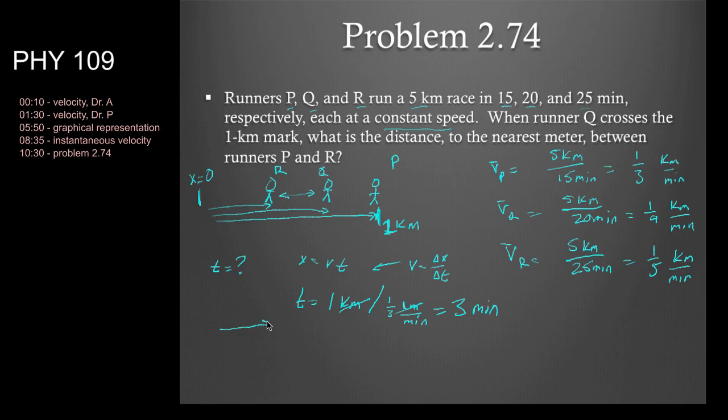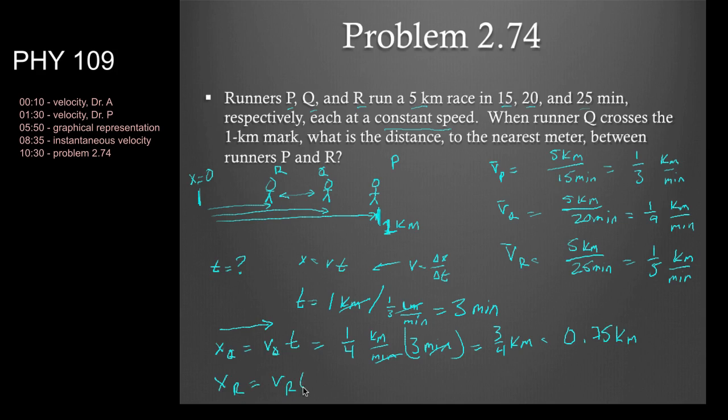So what is the position of Q at 3 minutes? We just need to multiply VQ by T. And so this is going to be 1/4 kilometers per minute times 3 minutes. We can see that the minutes cancel out, and so this is going to be 3/4 kilometer, or 0.75 kilometers.